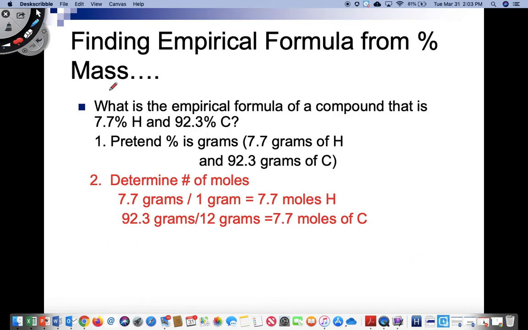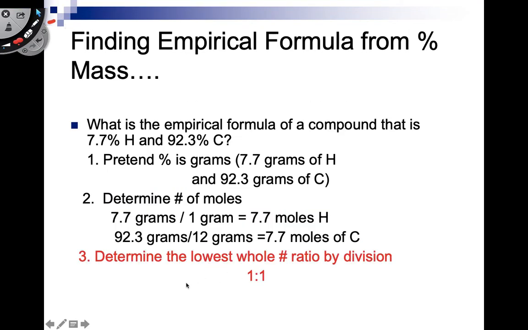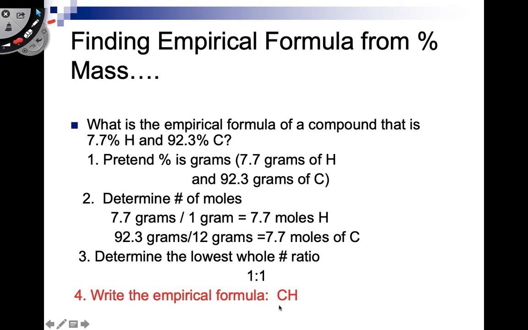Okay. So now I need to go to my third step, which is to determine the lowest whole number ratio by division. So if I have the same here, 7.7 moles of hydrogen and 7.7 moles of carbon, then if I divide 7.7 by 7.7, I get a ratio of 1 to 1. So then that means that the empirical formula is going to have the same whole number ratio of 1 to 1. So then my empirical formula is just going to be CH. Okay? And that's the answer to this problem.